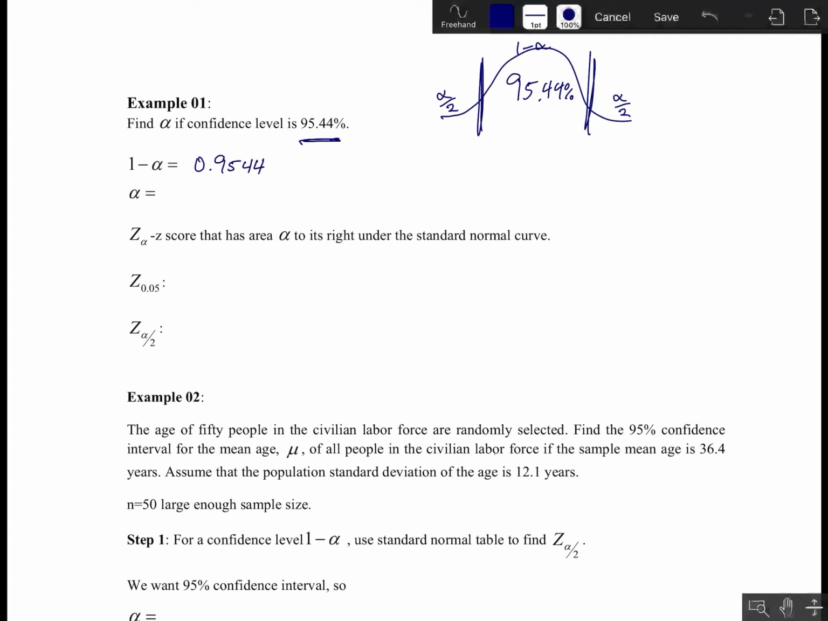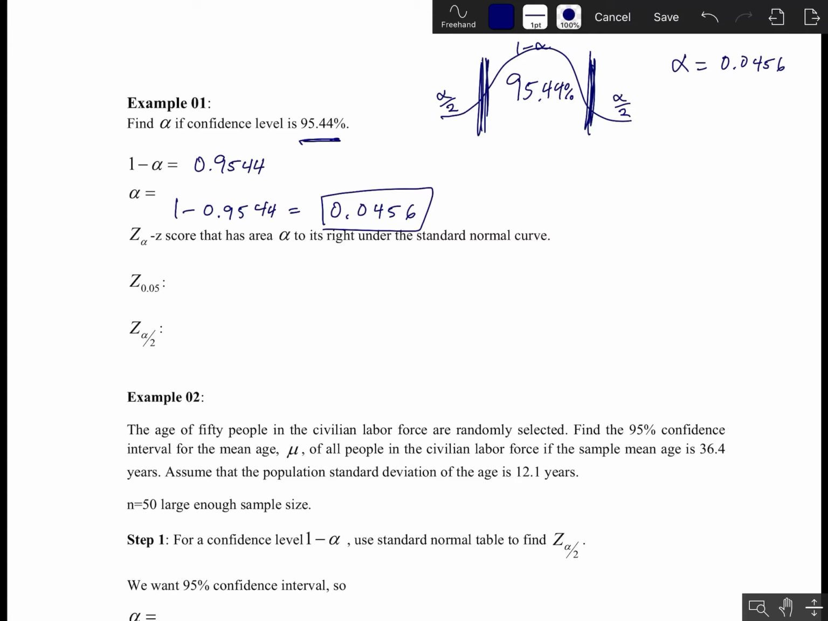That means that alpha is going to be 1 minus 0.9544. So the area on the outside would be 0.0456. So that gives me alpha. So in this case, what we know is that the area on the outside of these vertical bars is 0.0456.